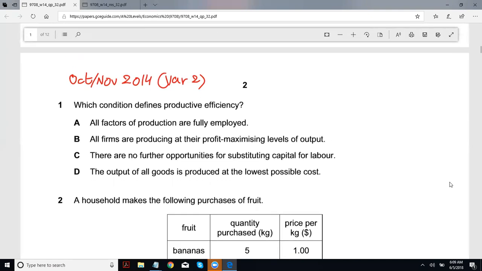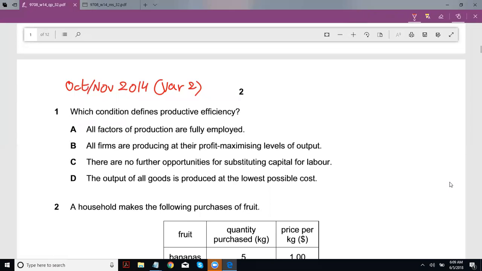Now you can quickly just cross out B and C because they were just obviously wrong. B talks about profit maximizing, where productive efficiency is mainly going to be looking at minimum average cost or at the point where you can't produce any more of one particular good without foregoing the production of another good. And C just doesn't make any logical sense.